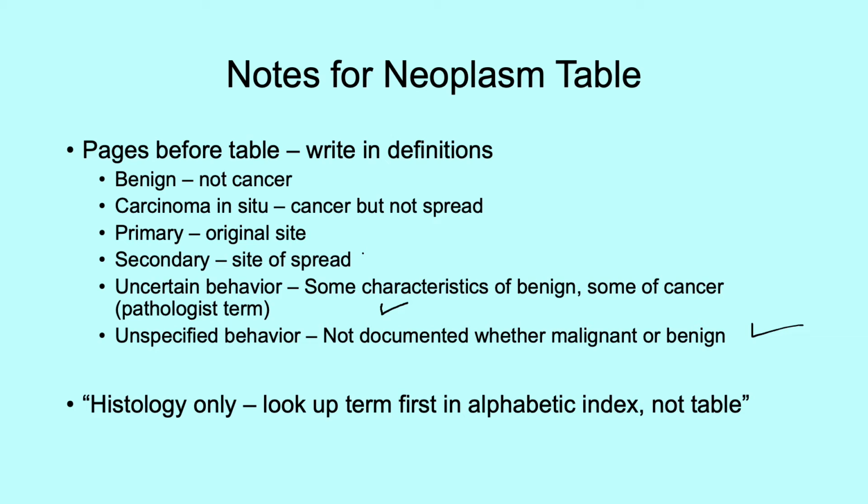The other thing to write in that page before the table is histology. Remember the guideline for histology. If the histological term is used, you look that term up first in the alphabetic index, not the table. So this means that if the documentation states something like myeloma, leukemia, you look up that term in the alphabetic index, not starting at the neoplasm table. Now the term in the index may refer you back to the neoplasm table, or it may just list a code. So just make yourself a note saying, look up the histological term, not in the neoplasm table first.